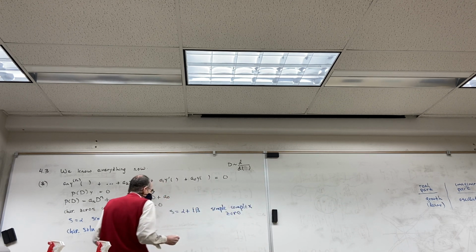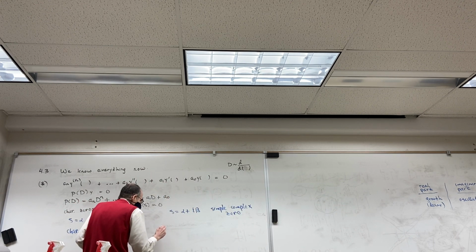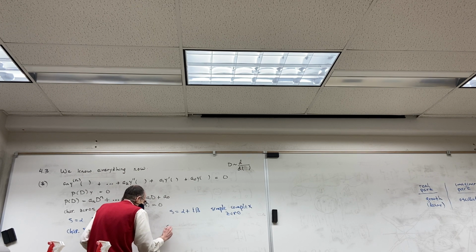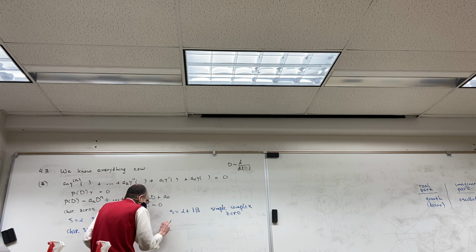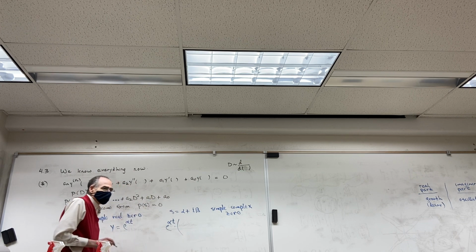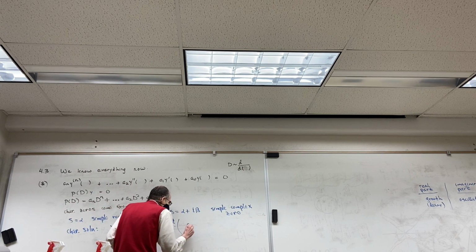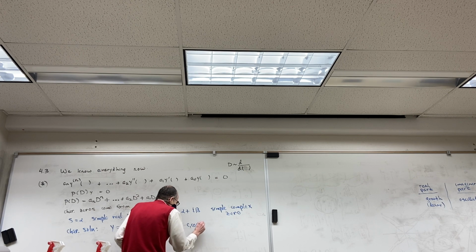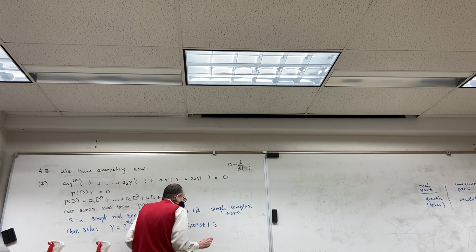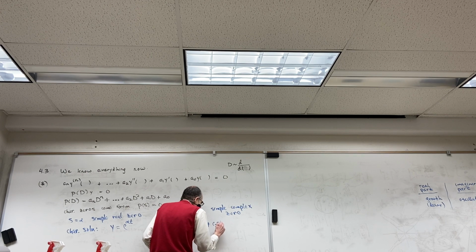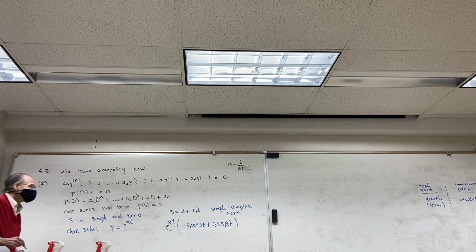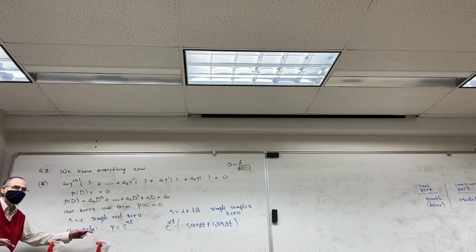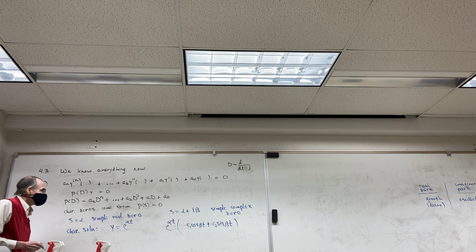So tell me the real solution. E to the alpha t times cosine, sure, C1 cosine. Brownie points. Beta. There you go. That's a characteristic solution, right? Okay.